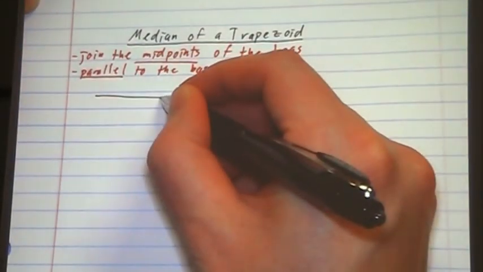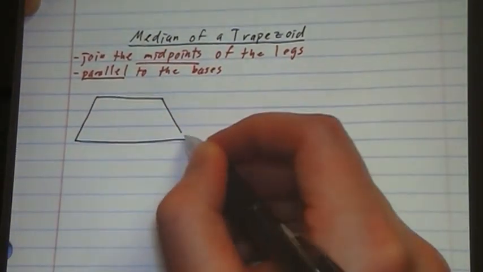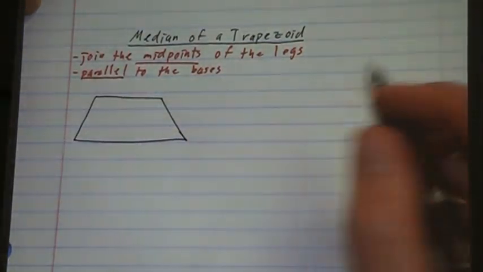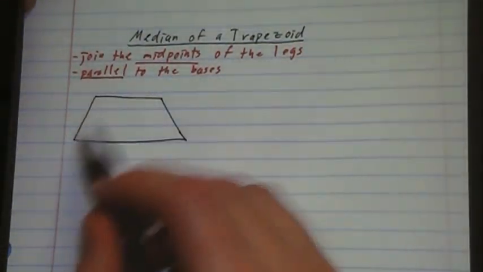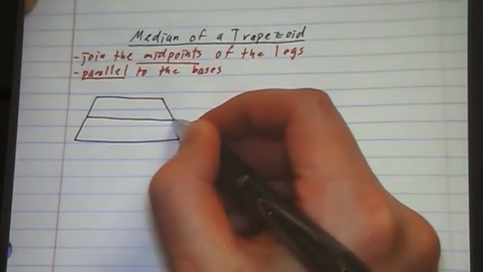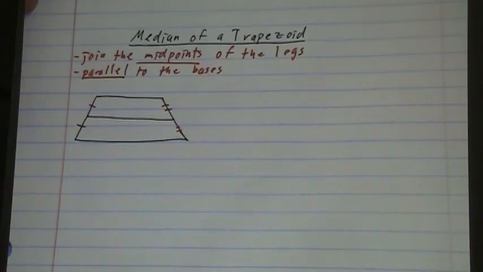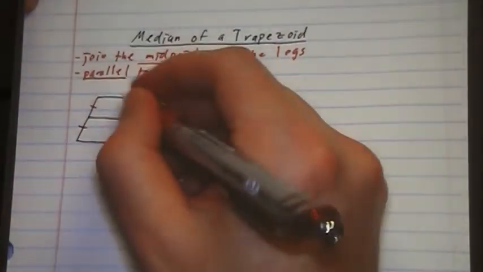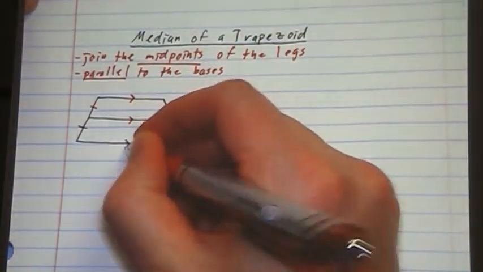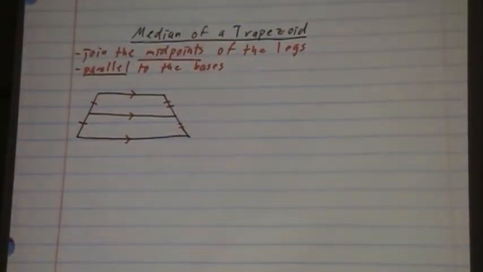Picture, picture. What do they say? A picture's worth 1,000 words. That's a lot of words. No way I'm writing that many words today. So you're going to notice if this is my trapezoid, this is not an isosceles trapezoid, that's okay. And this is my median, so that means these legs are cut in half. And then all these guys are parallel. Take a second, write that down, and then we're going to talk about the formula.